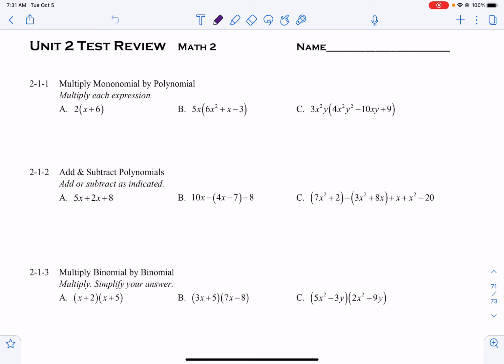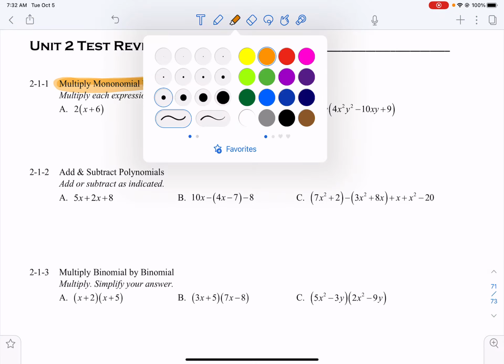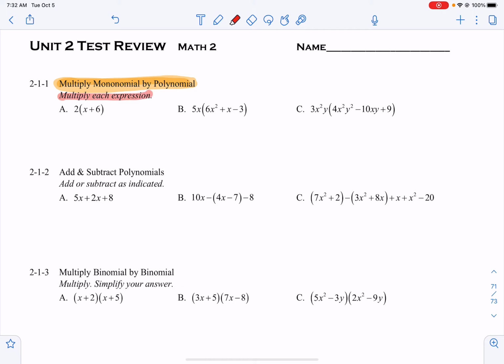So this first section, problem number A. Just so you know really quick, up here it gives you a description of the topic. And then underneath it, this right here in italics is what you're going to see on the test. It's not going to have that top line. It's going to have that bottom line. So this one wants us to multiply each expression. So A is pretty simple. You just distribute the 2 to everything. So it becomes 2x plus 12.